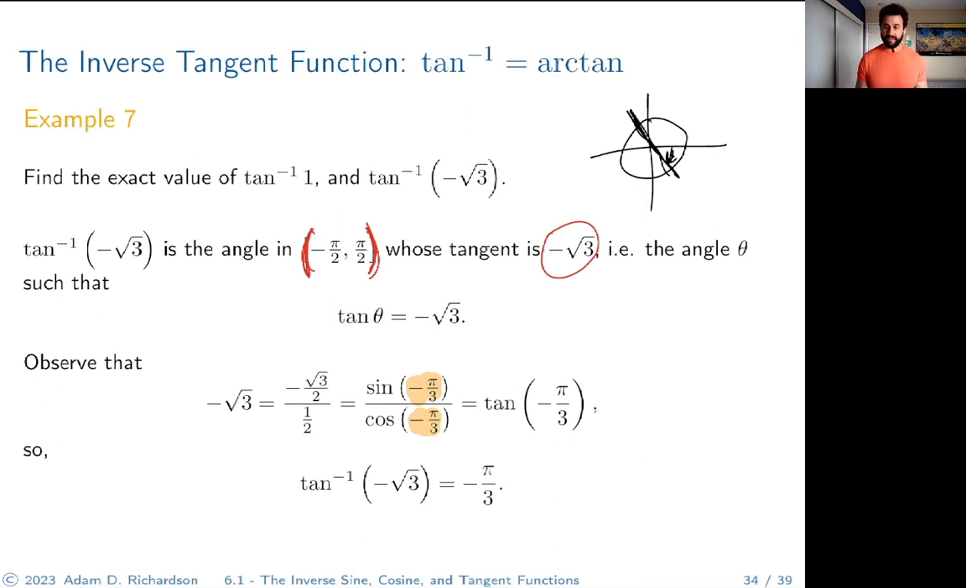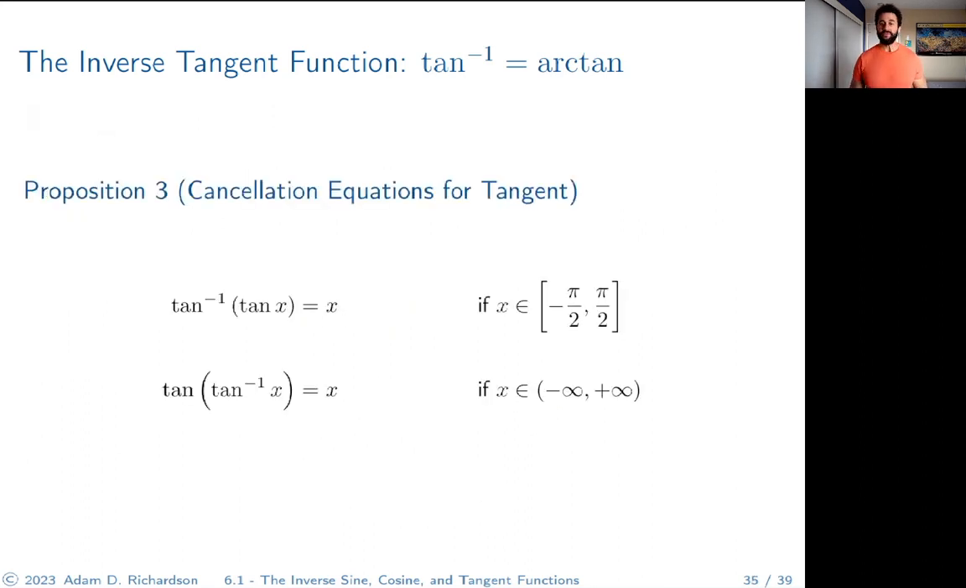And what is this angle? Negative pi over 3. So that's why you're essentially forced to pick that. And that was by design. That's why we restricted the domain. All right. Just like before.